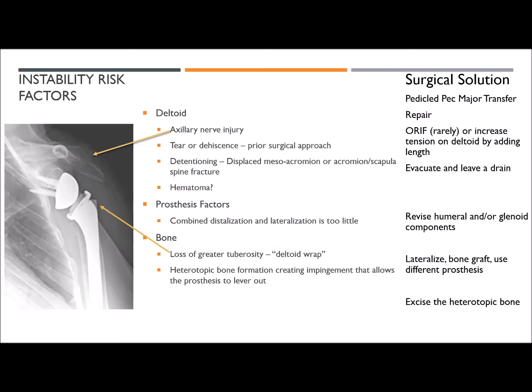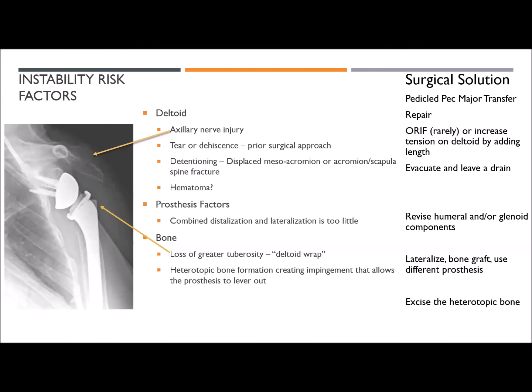If there's detensioning of the deltoid because of a displaced mesoacromion, pre-existing prior to surgery, or an acromion or scapular spine fracture, obviously, like we just talked about, that can be fixed. Or if you have to do a surgery, you can potentially put more tension on by lengthening the humerus or distalizing the glenosphere, so you can put more tension on the deltoid using the prosthesis.